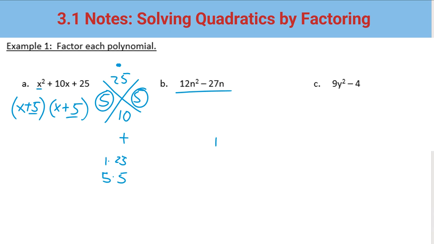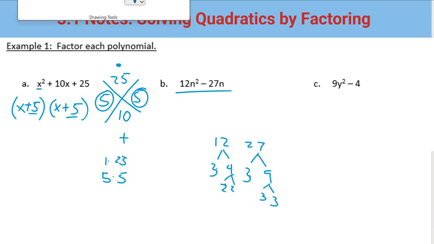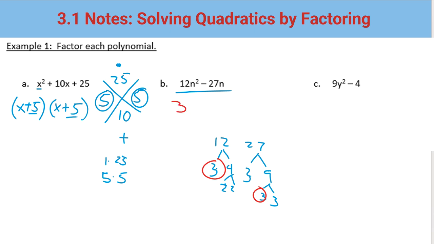So I'm going to look at 12 and 27 and what is their greatest common factor. Well, 12 is 3 times 4, which is 2 times 2. 27 is 3 times 9, and 9 is 3 times 3. So they both contain a 3, right? So they have a greatest common factor of 3, and they both have an n component. They both have an n, so I take the smallest exponent.